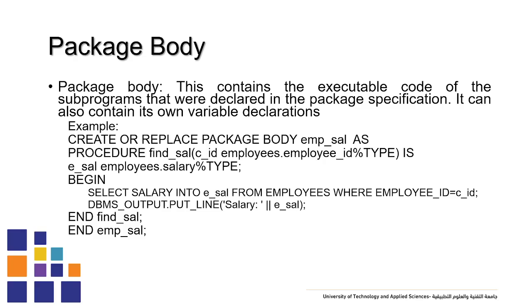Followed by e_sal, which is declared as a local variable to store the employee salary. Its type is tied to the column type of employees.salary, and it runs with the SQL statement select salary into e_sal. This query retrieves the salary of the employee with the ID c_id from the employees table and stores it in the e_sal variable.